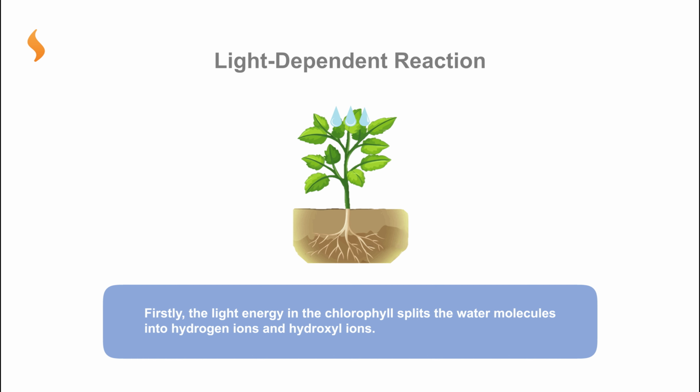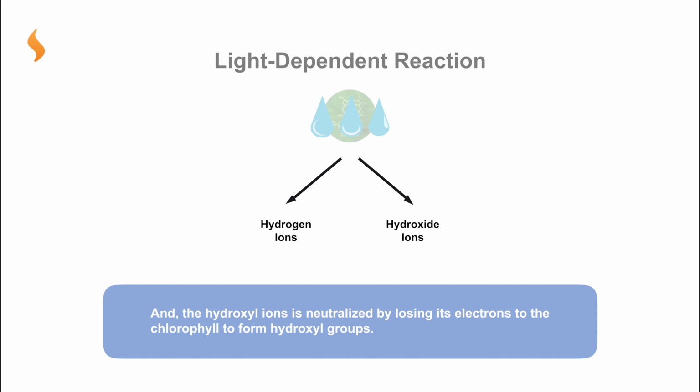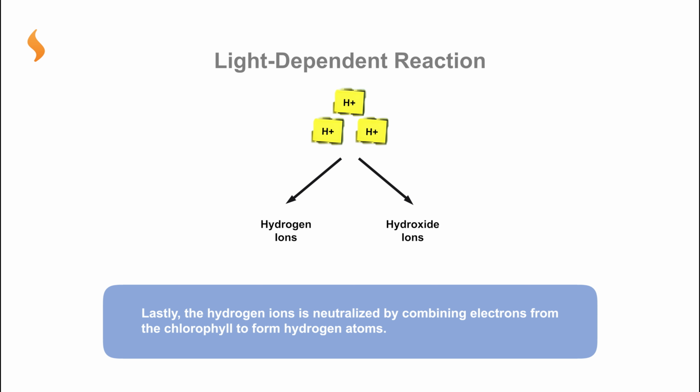Firstly, the light energy in the chlorophyll splits the water molecules into hydrogen ions and hydroxyl ions. The hydroxyl ions are neutralized by losing their electrons to the chlorophyll to form hydroxyl groups. Then, the hydroxyl groups combine to form water and oxygen. Lastly, the hydrogen ions are neutralized by combining with electrons from the chlorophyll to form hydrogen atoms.